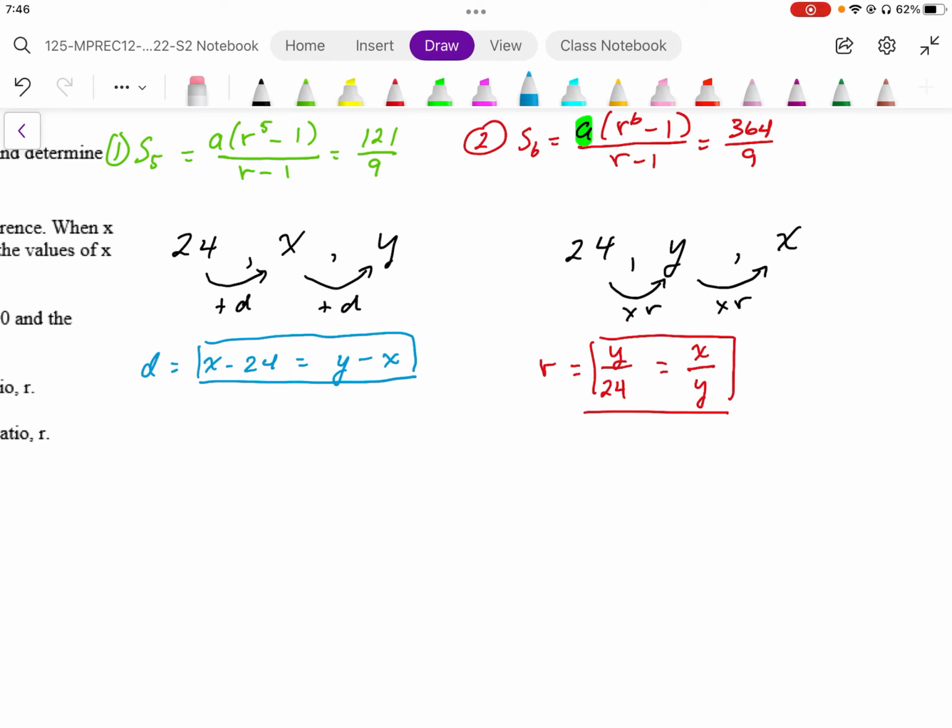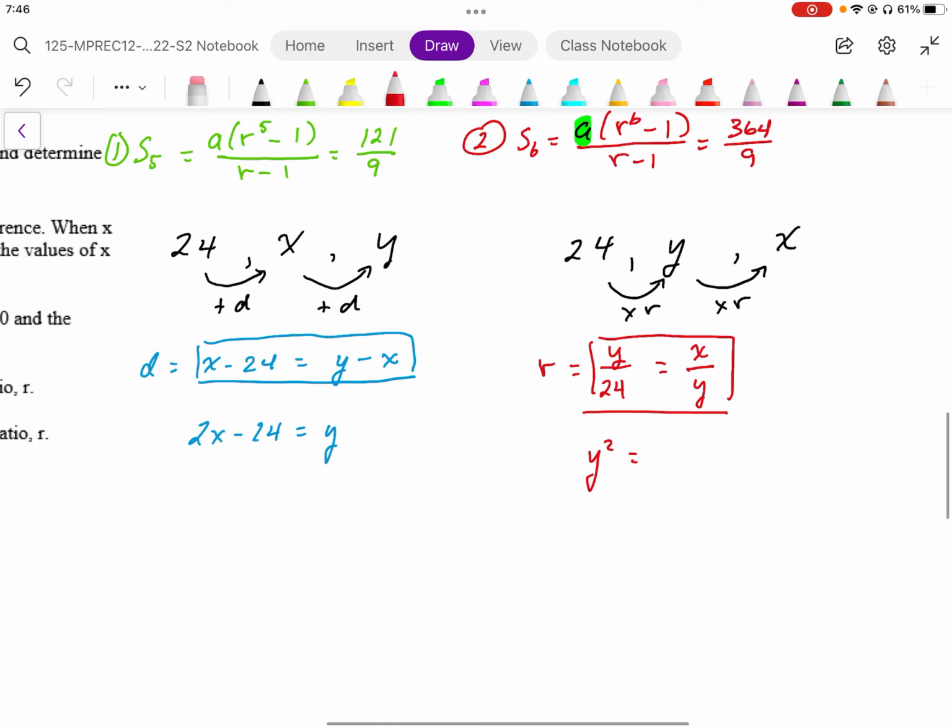So I'm just going to simplify these two equations. I'm going to end up with 2x minus 24 equals y. And over to the right-hand side here, I'm going to end up with y squared equals 24x. And it looks like I can just substitute the y, the blue y, into here. So my equation then becomes, I'm going to take that 2x minus 24, and I'm going to substitute it in for the y in the right-hand equation, and I get that equal to 24x.